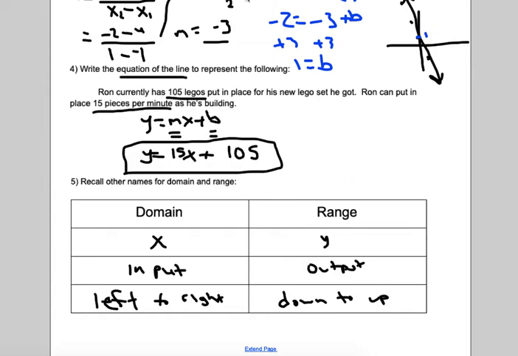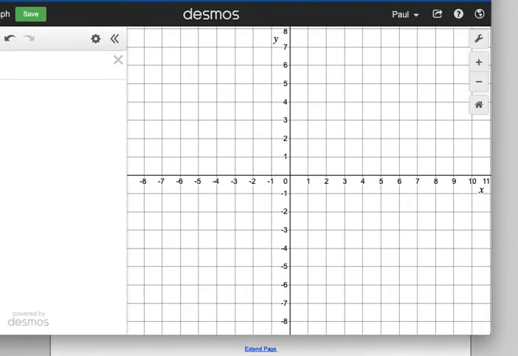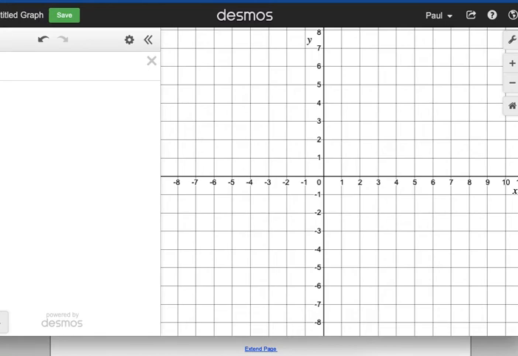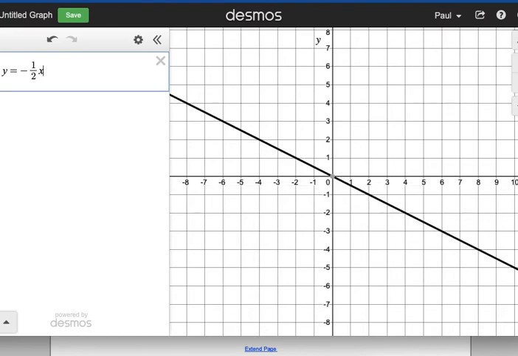And then I also want to give you a sneak peek at Desmos, because we're going to be doing an activity in Desmos. So if I can bring this into my view here, a little bit further, there we go. What I want to do is I'm going to be restricting my domain. So I don't know, I'm just going to make some stuff up here.